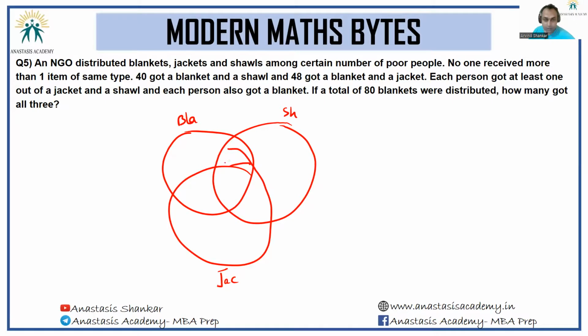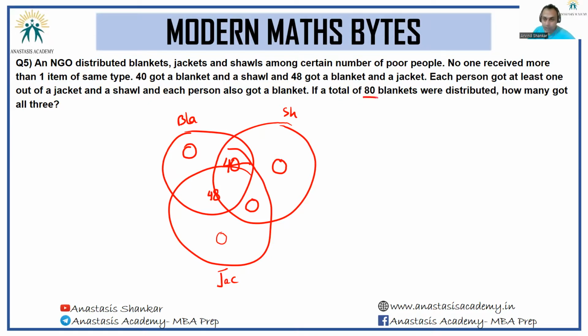shawl, and jacket. What were we told? 40 got a blanket and a shawl. There are 40 people in these two regions. 48 got a blanket and a jacket. 48 people in these two regions. Each person got at least one out of jacket and a shawl. Okay, which means nobody got only blanket. If each person got at least one out of jacket and a shawl, then nobody got only blanket, this is 0. And each person also got a blanket. If each person also got a blanket, only shawl, only jacket, and only jacket and shawl is also 0. These 4 regions have been deemed 0.